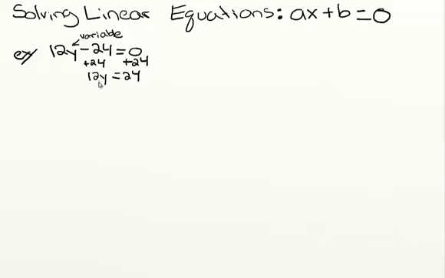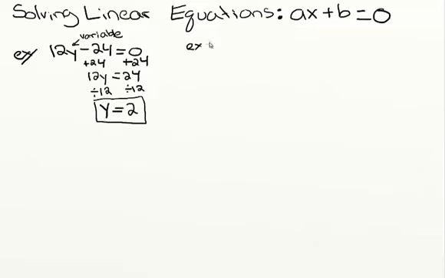So this is going to be our multiplication operation. So the opposite of multiplication is division. So we want to divide now on both sides of our equation. So 12 divided by 12 is just 1, so we're left with y on the left side. On the right side, 24 divided by 12 is 2. And then we're left with y equals 2. So we have the variable on one side, and it's by itself. So that solves our linear equation.